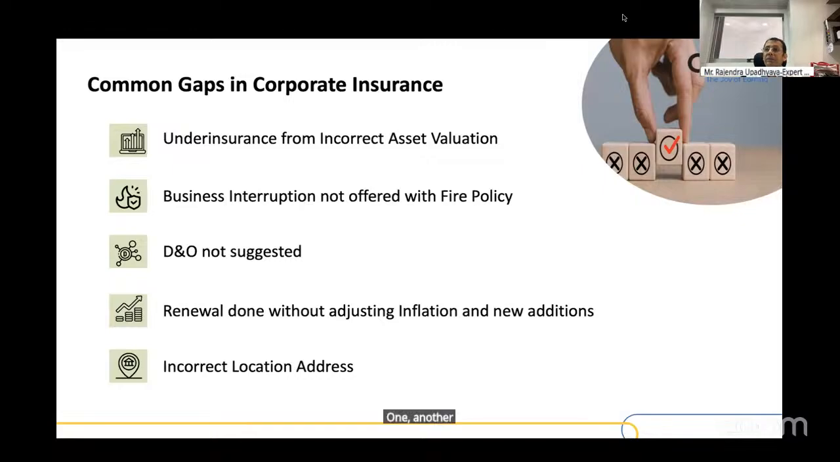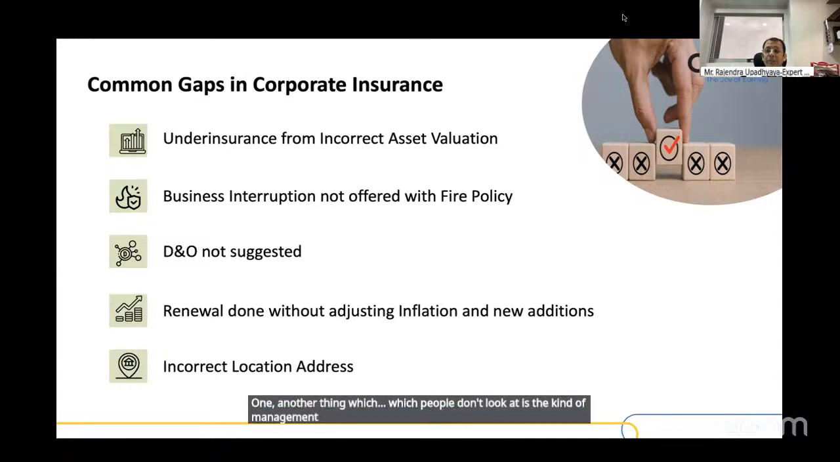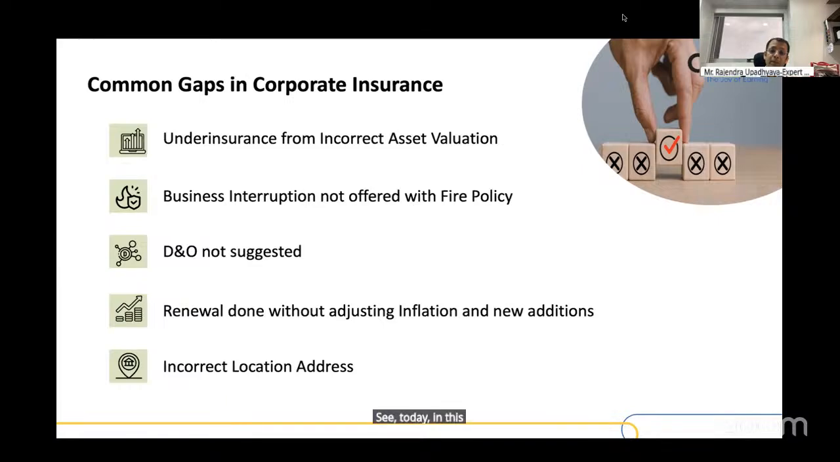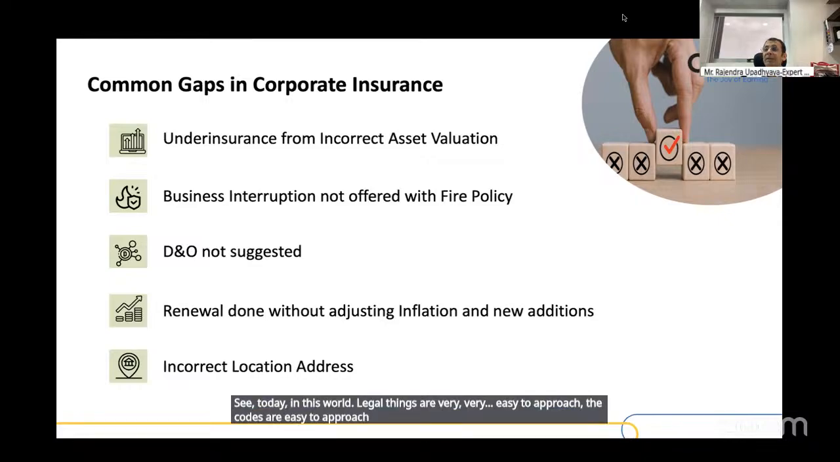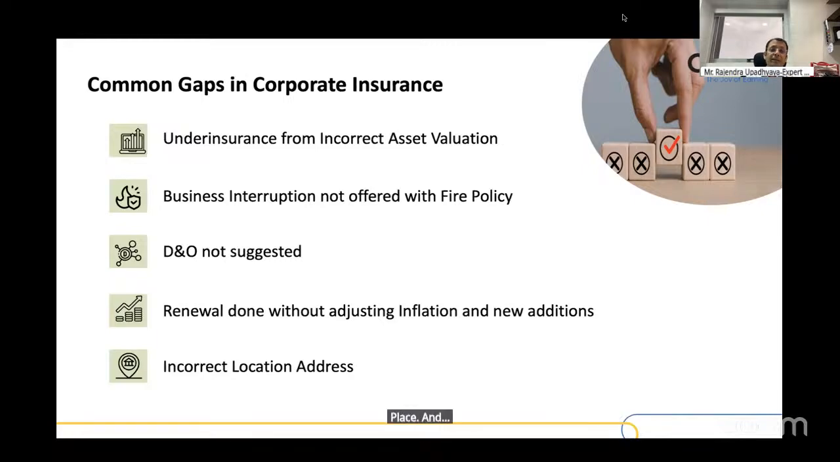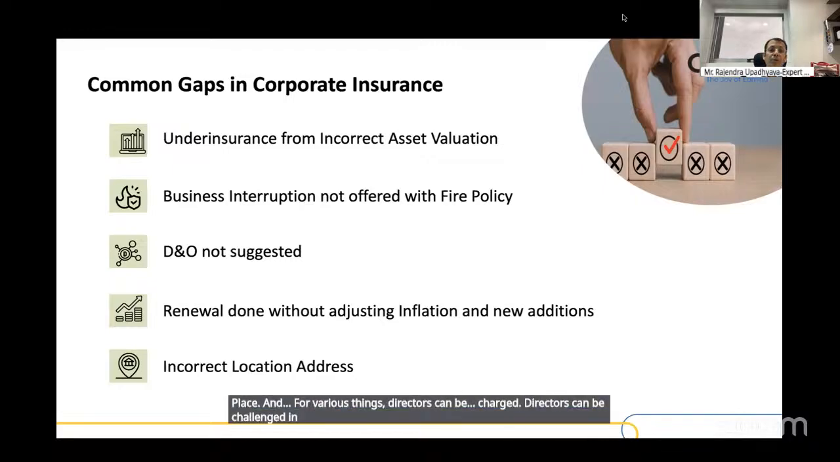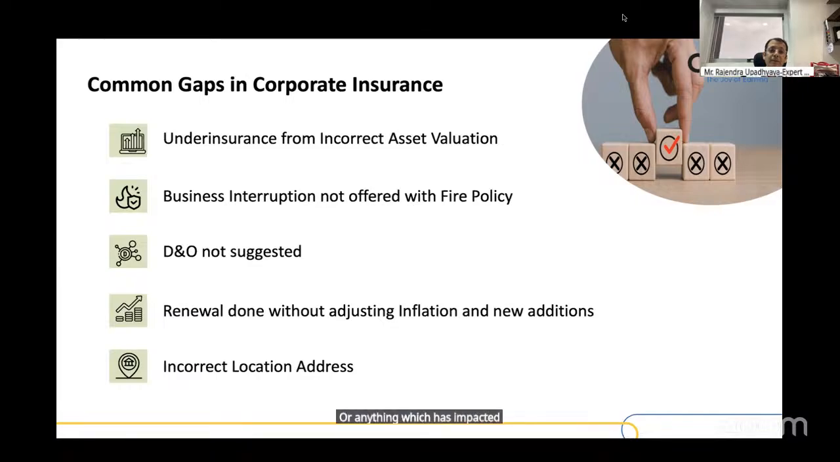Another thing which people don't look at is management liability, and the director and officer's liability. See, today in this world, legal things are very, very easy to approach. The courts are easy to approach with the consumer forums and various forums coming in place. And for various things, directors can be charged. Directors can be challenged in the court of law for any sort of wrongdoing or anything which has impacted the litigant.